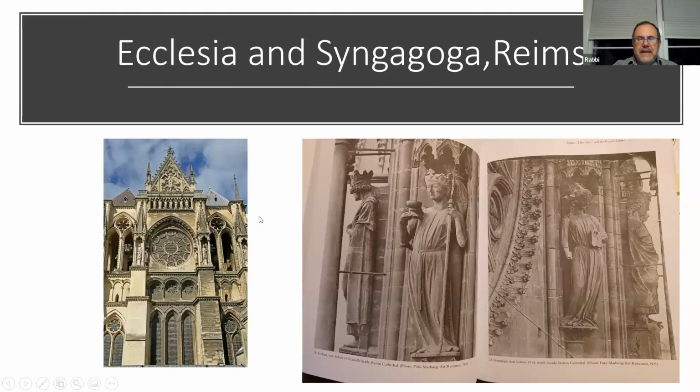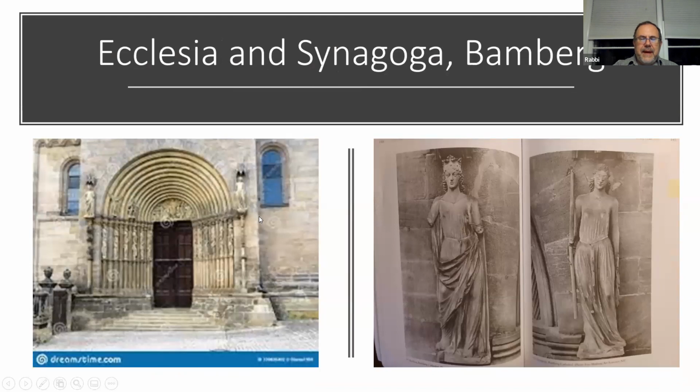And then I want to show you Bamberg, and this is in Germany here in the Rhineland. This is an entrance to the church there with the statuary on the side. And again, synagogue and ecclesia are at the front. That's Ecclesia, and that is Synagoga, on our right and our left. And it's the entrance to the church, which is in the middle. And here you can see the depictions.